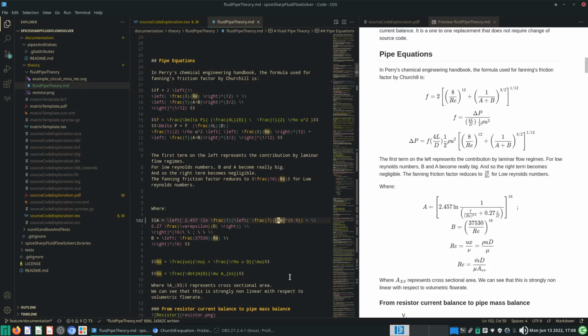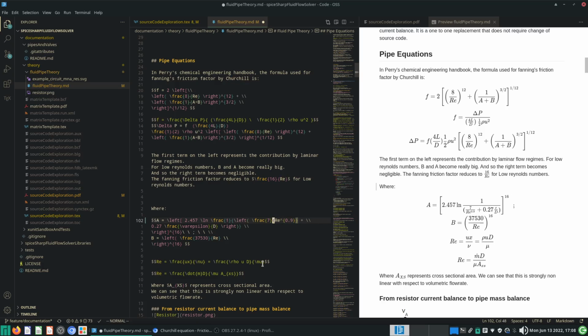So okay, 7 over the Reynolds number. Let me get rid of this bracket and put it here.